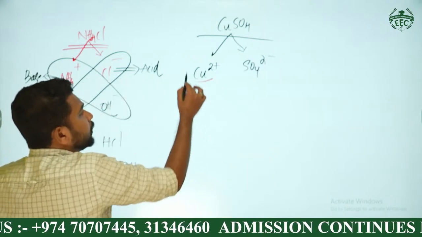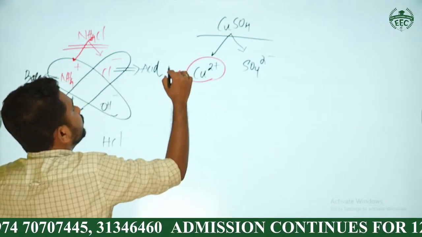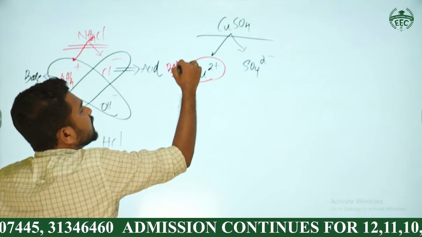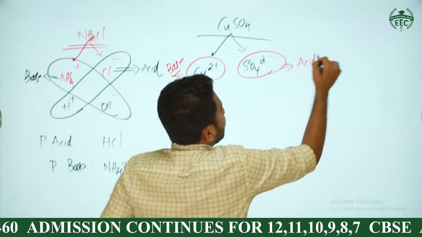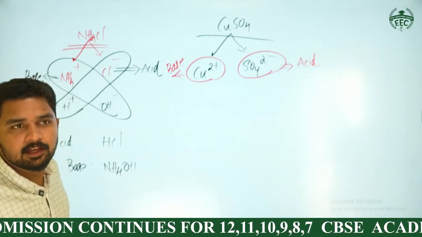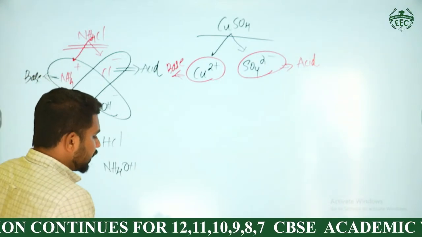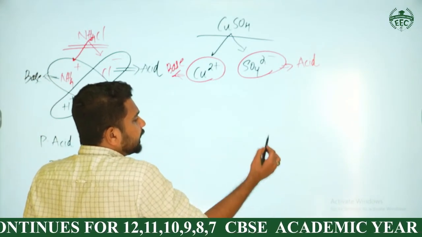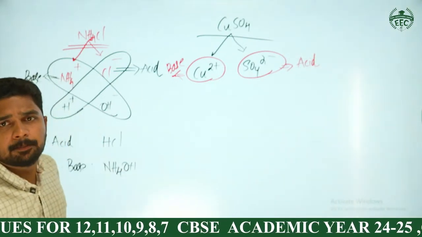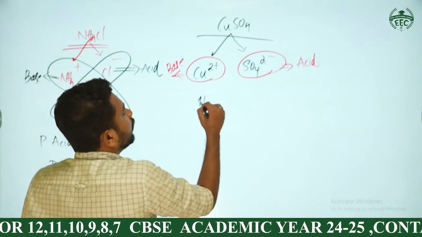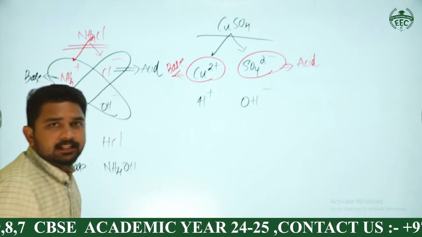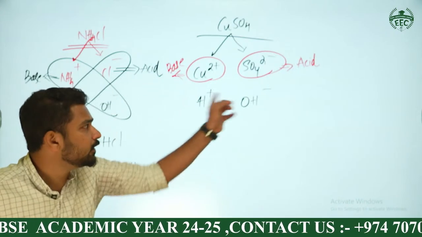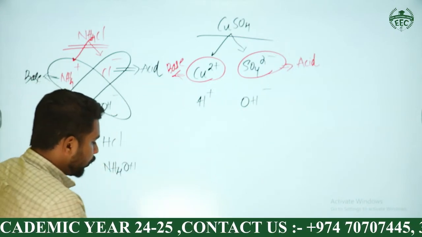As I told you, cations will form the base, and anions will form the parent acids. And if you want to find the parent acids and parent base, add H2O. Don't worry, guys, add H2O. H2O will contain H plus and OH minus, right? Then, what can we do?